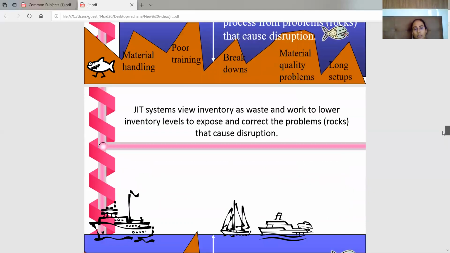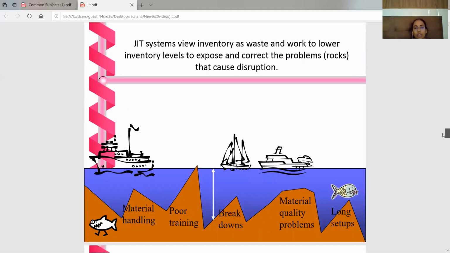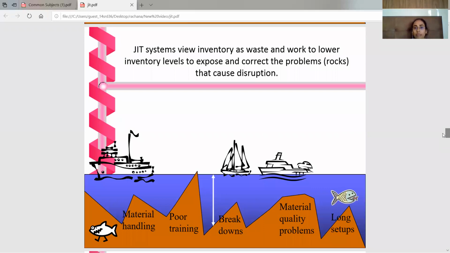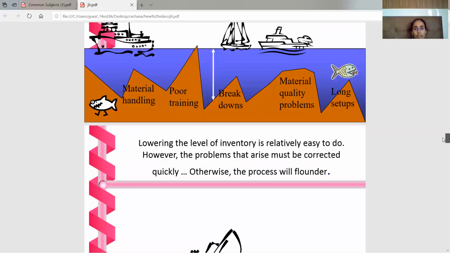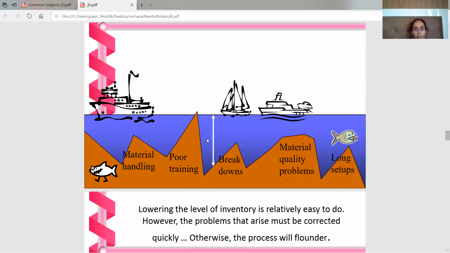If you create an ample amount of inventory, an organization may ignore the problems that lie within the quality system. But the JIT system views inventory as a waste and works to lower the inventory level to expose the correct problem which causes disruption in the production process. In this picture you see that the inventory level is minimum, so that the problem area can be identified.